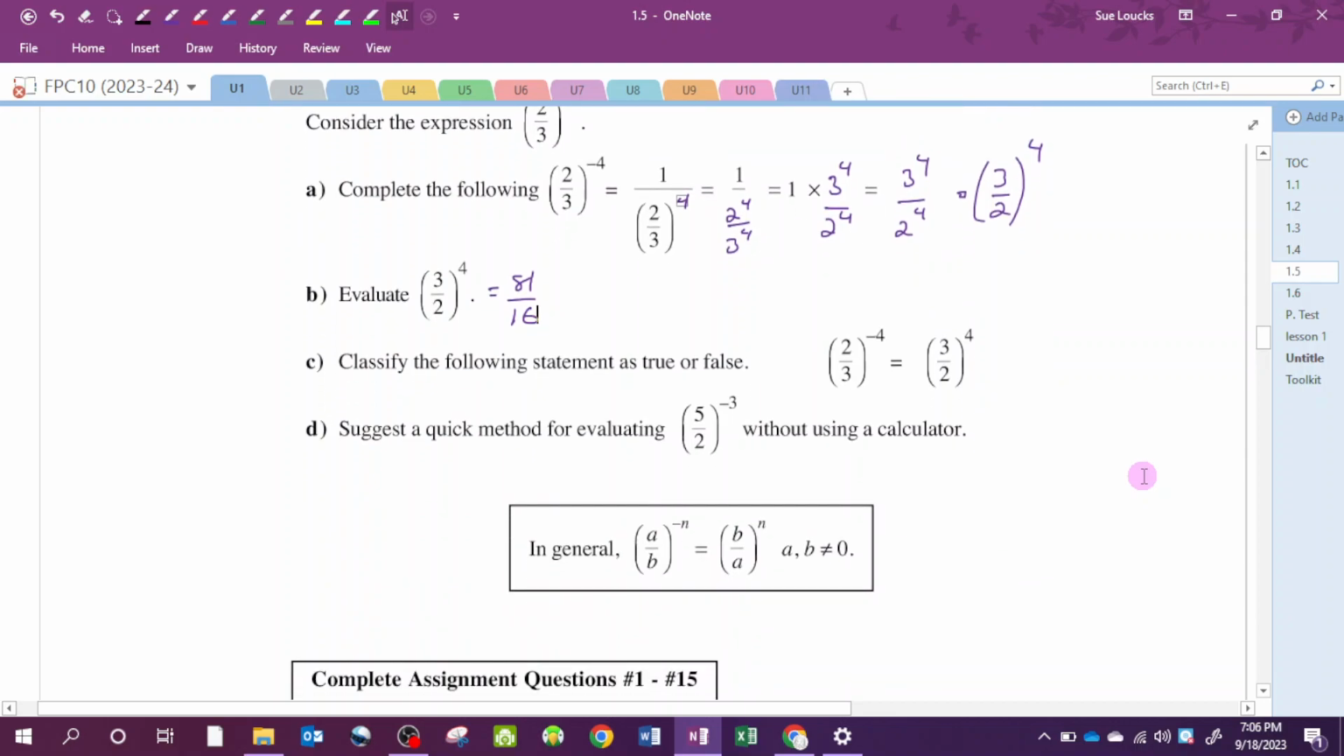So what's a quick way to evaluate 5 over 2 all to the negative 3 without a calculator? Well, you flip it, you make it 2 over 5 all cubed. And then 2 cubed is 8, and 5 cubed is 125. So there you go, done, no calculator needed. Okay, so this is the general form of the rule. A over B all to the negative n equals B over A all to the n, as long as neither A nor B is 0, because you can never divide by 0 or the universe implodes. Oh, I forgot to put that this is true up here. Okay, that is the end of it.